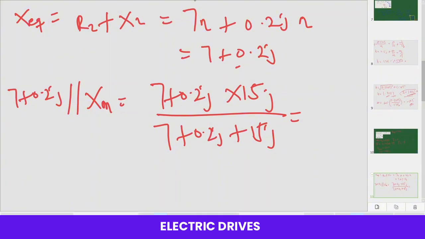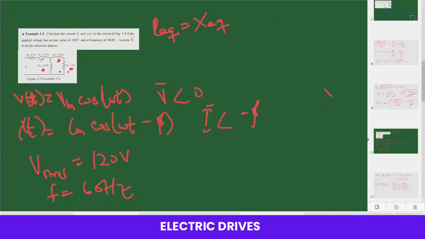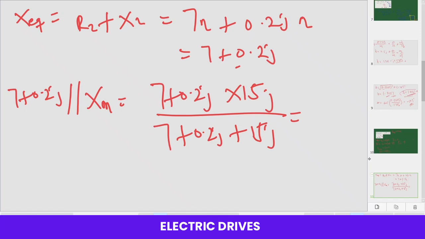So the 7 ohms, the 7 plus the 0.2j, which we simplify and we get this, is in parallel with, from the diagram, what? So this equivalent is in parallel with this expression, and when you simplify, let me compute it in my calculator. I get 7 plus 0.2j all times 15j, all over the same expression, 7 plus 0.2j plus 15j.